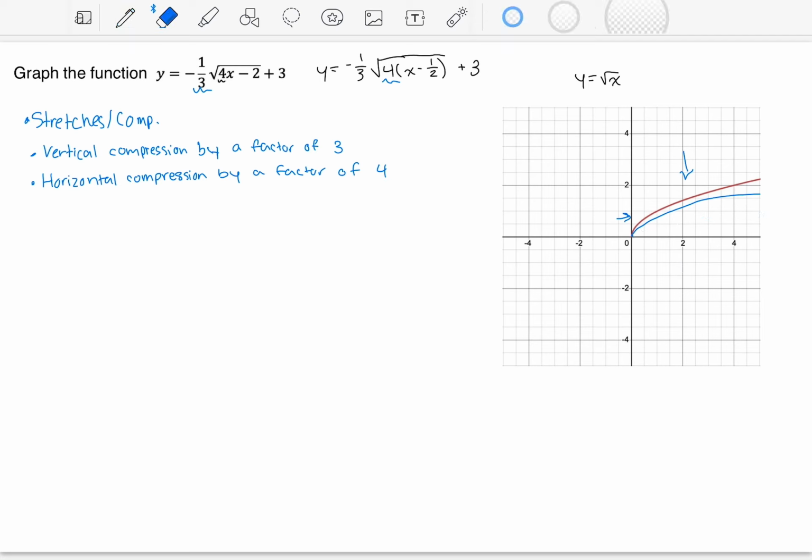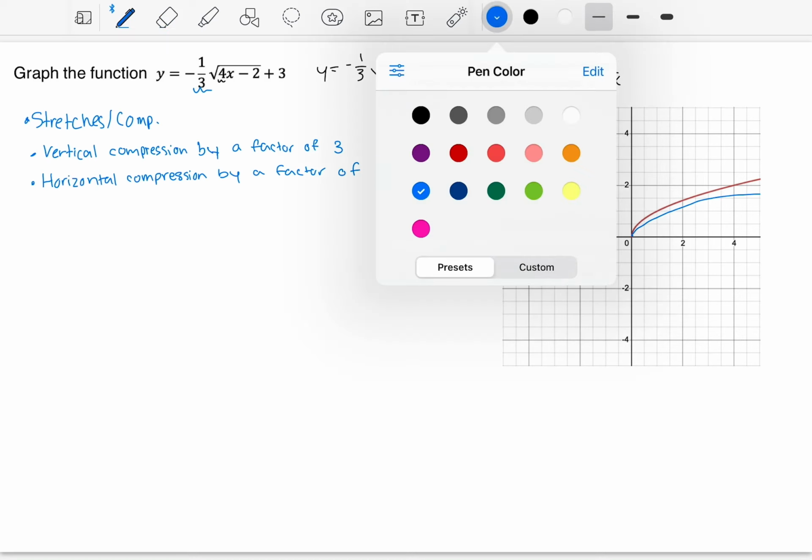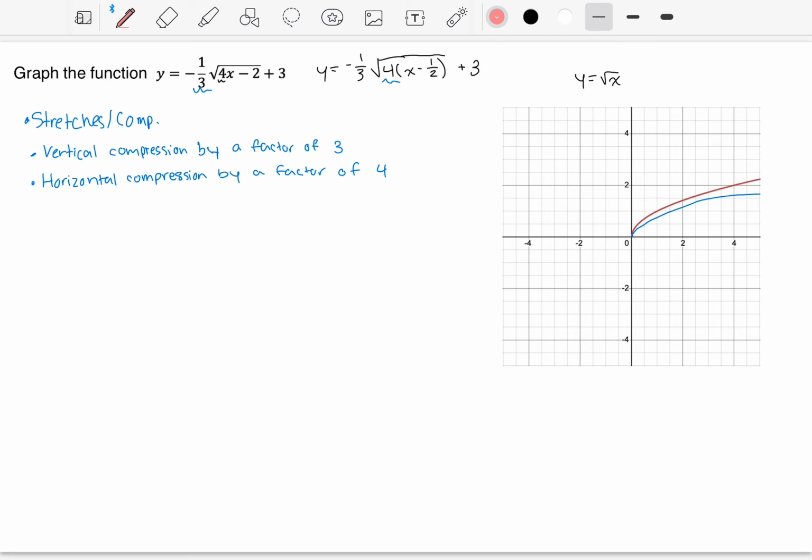And next, we can go ahead and look at our reflections. So reflections are demonstrated by negating either the function as a whole or just the x-coordinate. And we can see here we have a negative at the front of the function. So that means we are reflecting over the x-axis.